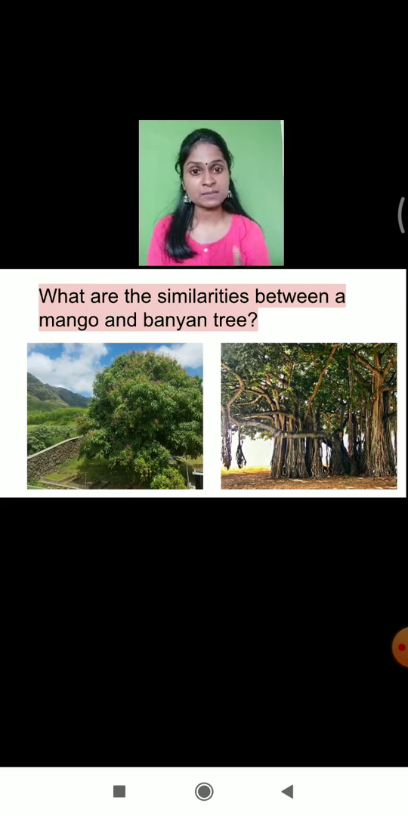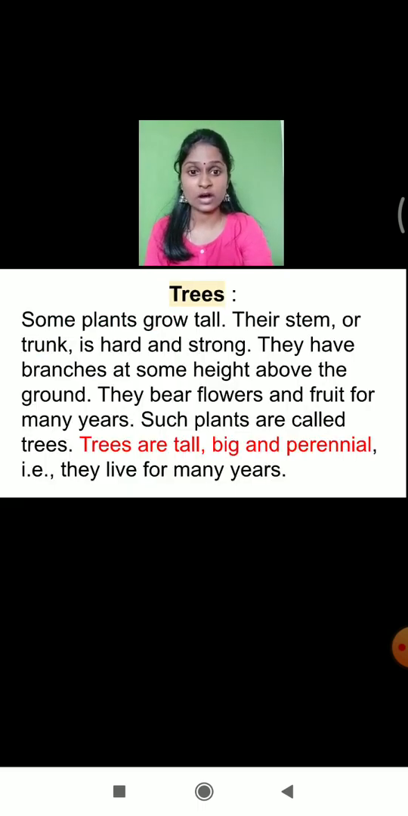Second picture displays the banyan tree. So what is your observation? You can see that this mango plant and banyan tree are very huge. Am I right? So these huge plants, we call them as what? Trees. Okay, they are very tall. They are also very wide in diameter. Okay, so they are called as what? Trees. Okay, so now we are going to learn about trees.